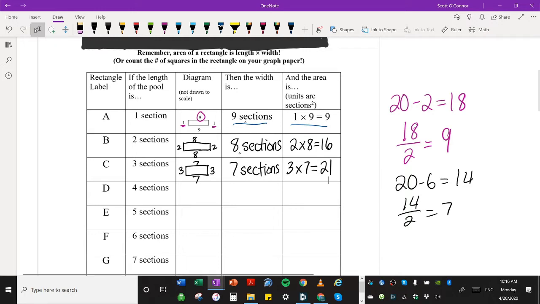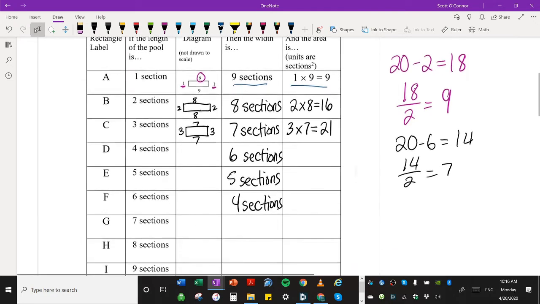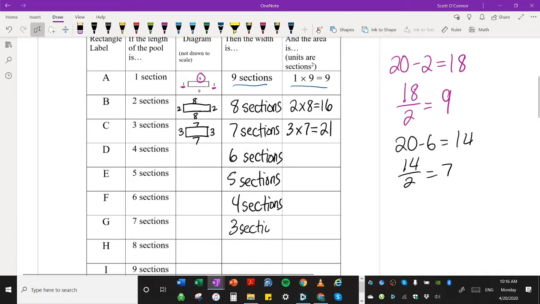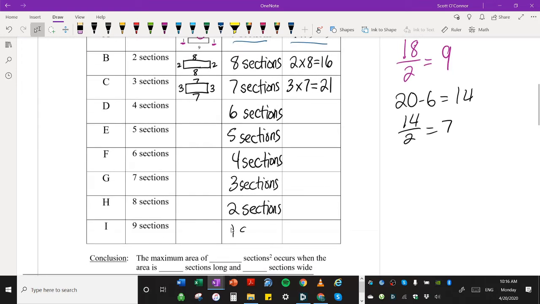Alright, do you see the pattern? 9, 8, 7. Can you guess what's next? That's right, it's going to be 6, 5, 4, 3, 2, and 1. Simple enough. And then if we're doing this over here, we're going to have rectangles that are 4, 6. This is going to be 5, 5, and 5. And really, what is that going to look like?